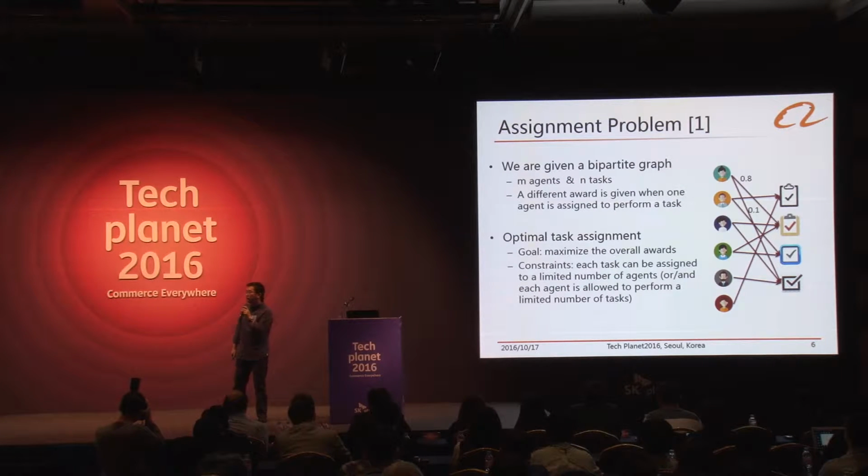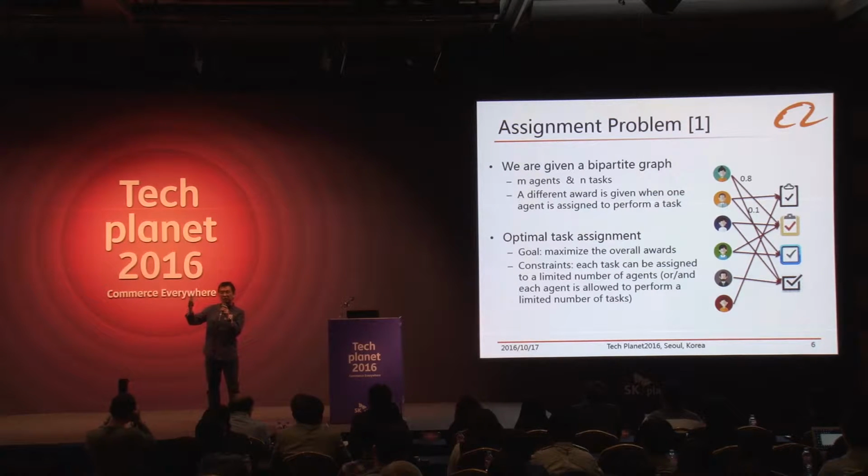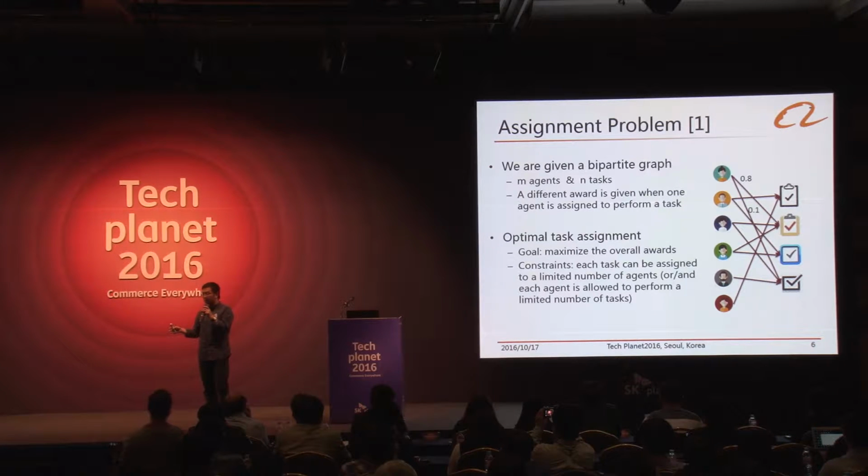Let me first briefly describe, in an abstract sense, what I mean by assignment problem or matching problem. Typically, a matching problem is described as a bipartite graph. On one side of the graph, you see a list of agents. On the other side of the graph, you see a number of tasks. Whenever you assign a particular agent to perform a task, you receive a reward. So the ultimate goal of the assignment problem is to maximize overall reward.